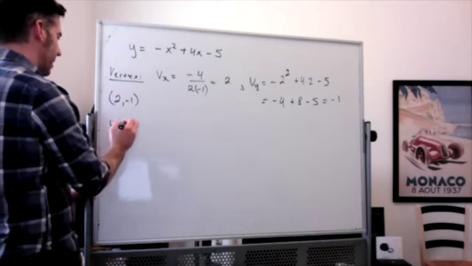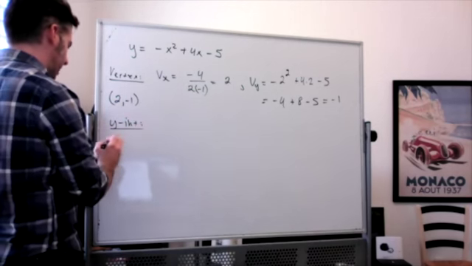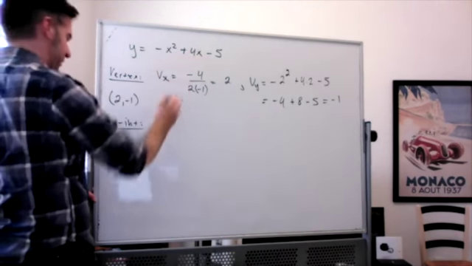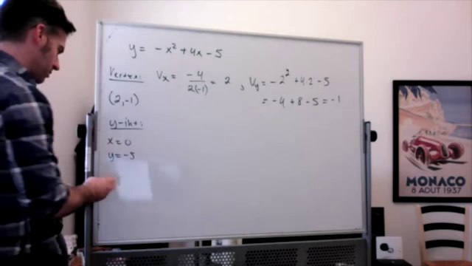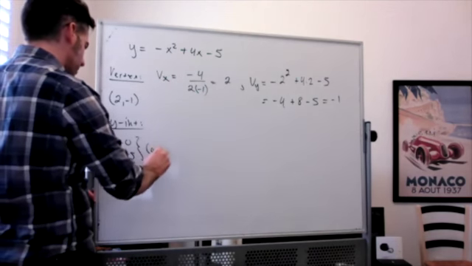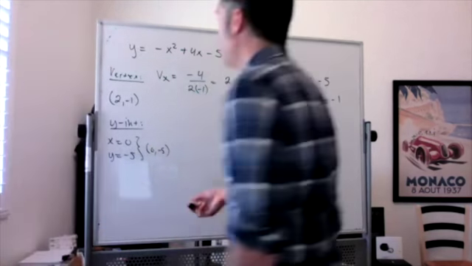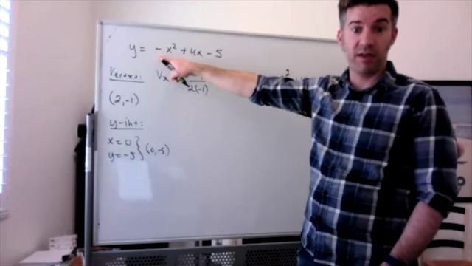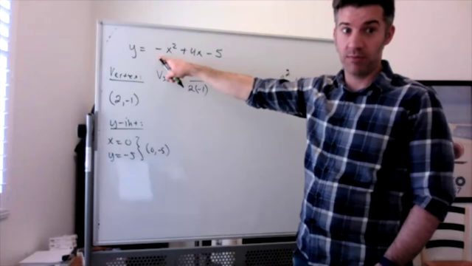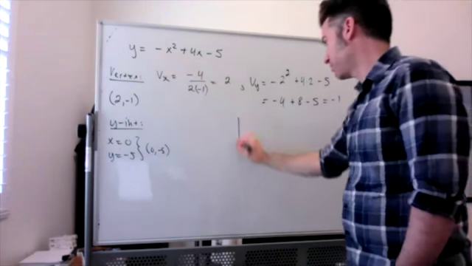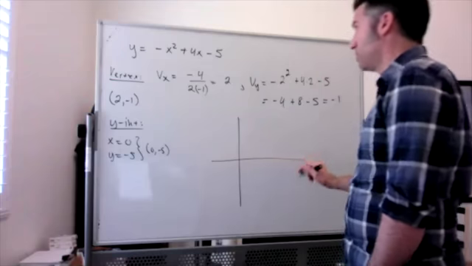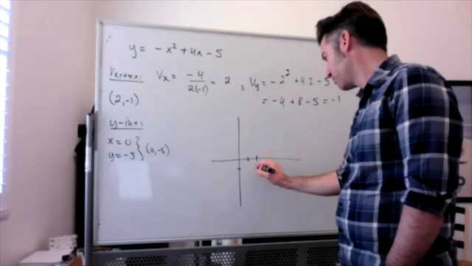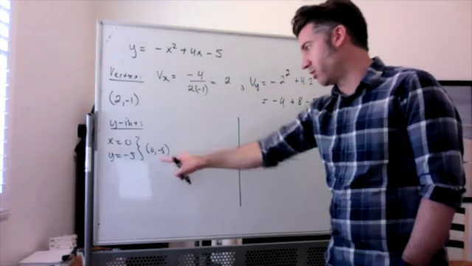And the y-intercept, if we set x equal to 0, we're going to get y equal to 0 plus 0 minus 5. So my y-intercept is 0, negative 5. We also know from this negative leading coefficient, or coefficient of x squared, that it's going to open downwards. So let's plot the things. So I've got the point 2, negative 1. And I've got the point 0, negative 5.